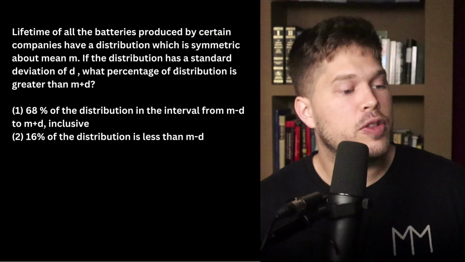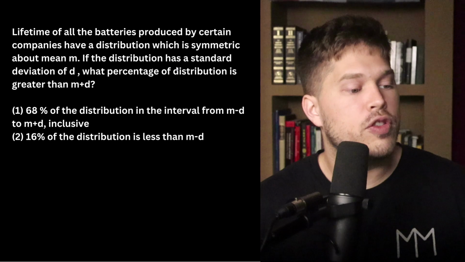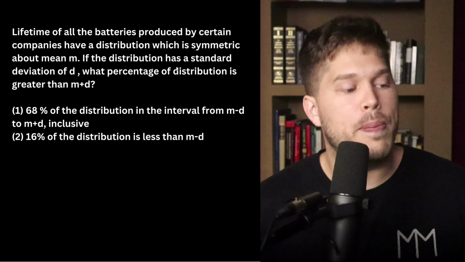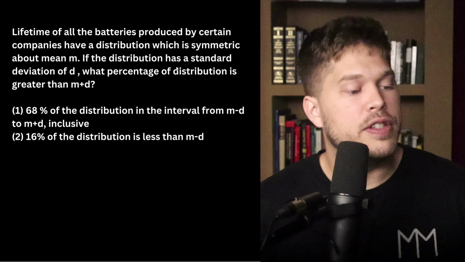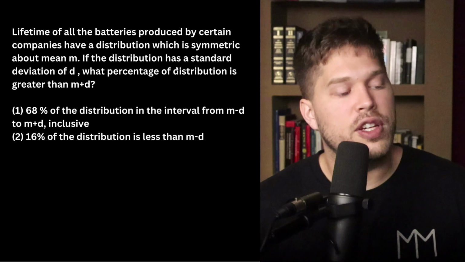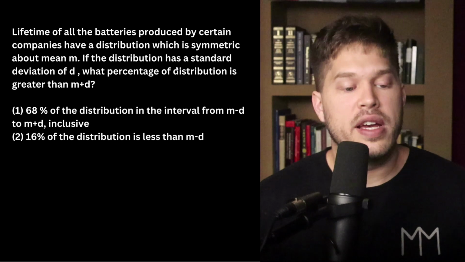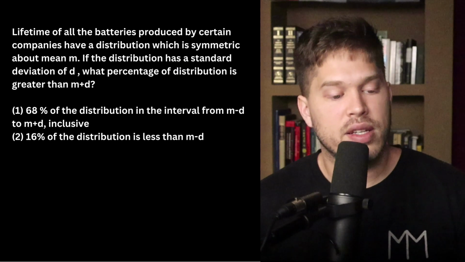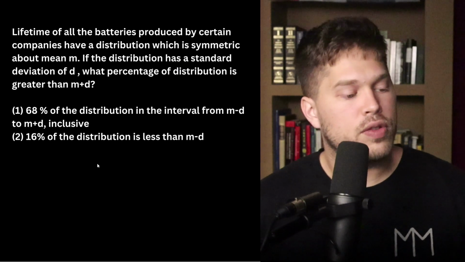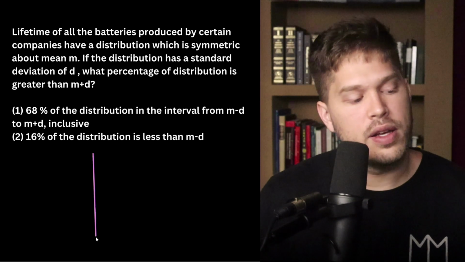The lifetime of all the batteries produced by certain companies have a distribution which is symmetric about mean M. If the distribution has a standard deviation of D, what percentage of the distribution is greater than M plus D? All right, so let's draw a little graph here.